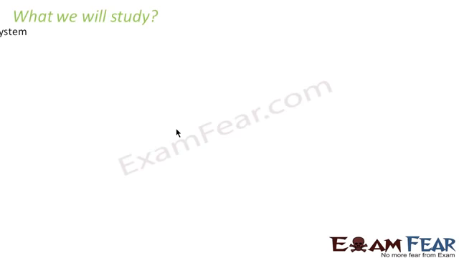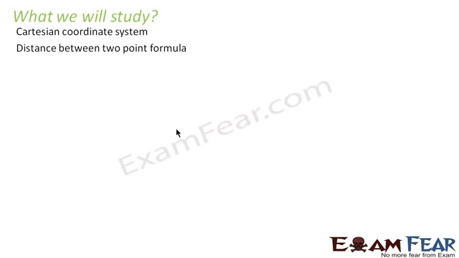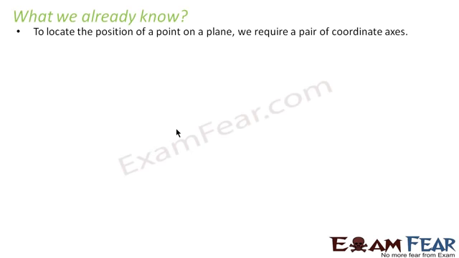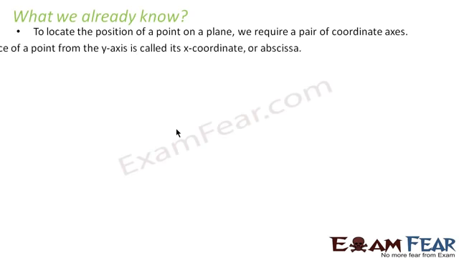What we will study? We will study the coordinate system, Cartesian coordinate system, distance between two points formula, section formula and area of triangle. Before we continue with our study, let's know what we already know. We already know that to locate the position of a point in a plane, we require a pair of coordinate axes, that is x and y.